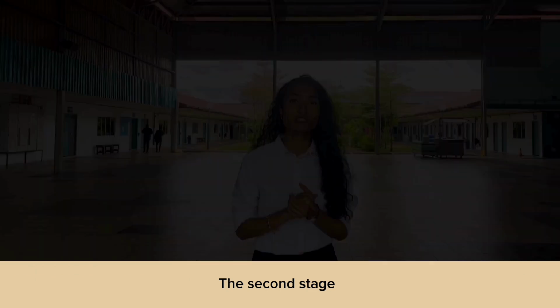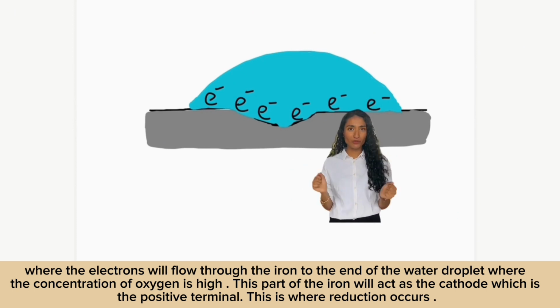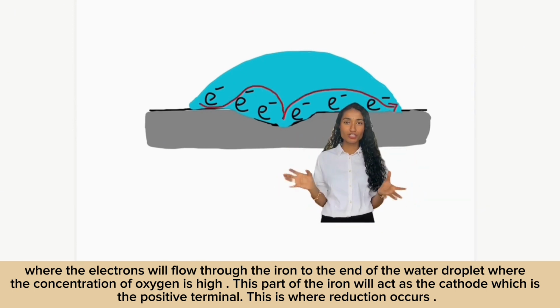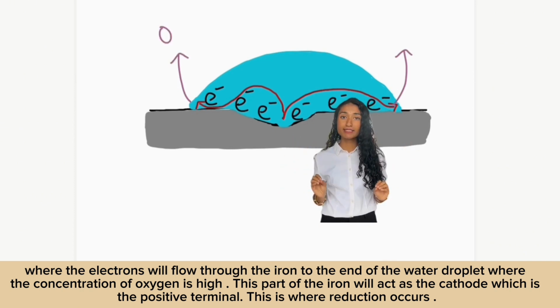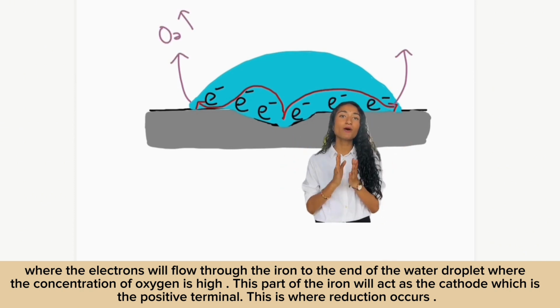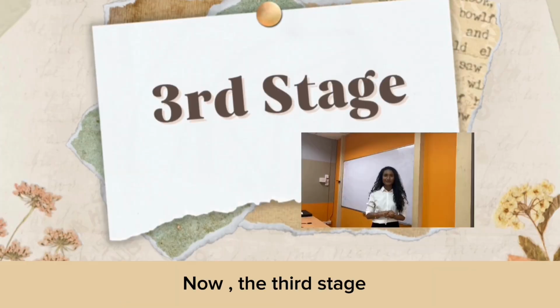In the second stage, the electrons will flow through the iron to the end of the water droplet, where the concentration of oxygen is high. This part of the iron will act as the cathode, which is the positive terminal. So this is where reduction occurs.